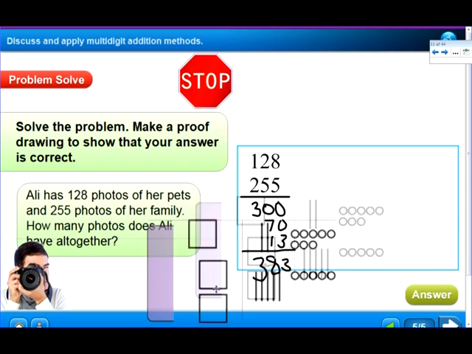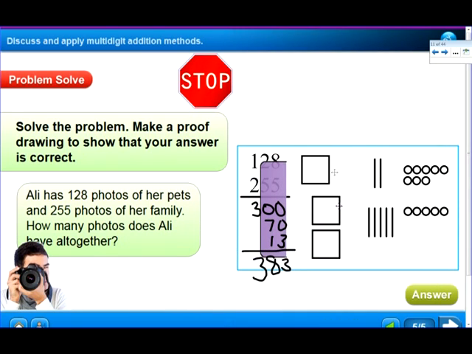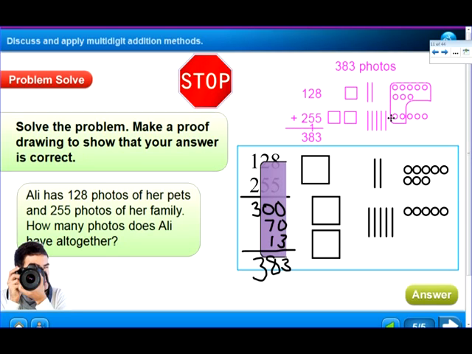So I can check, how did I do? 1, 2, 3, 1, 2, 3, 4, 5, 6, 7, and 8 plus 3 left over. Let's check our answer. 383 photos that she took all together. And notice how they added the, see how they grouped those ones into a 10? That way they can see that that's 110 added to their 10s.